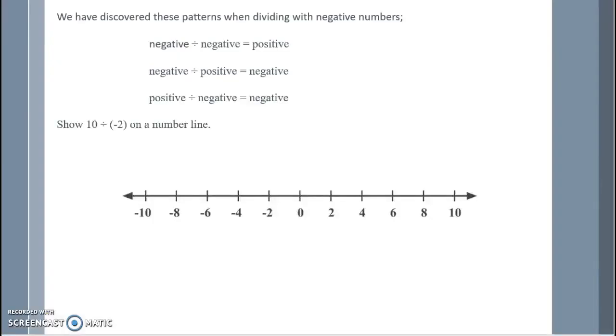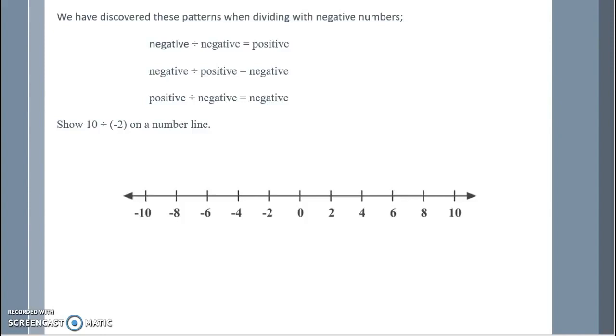All in all, we have discovered these patterns when dividing with negative numbers: a negative divided by a negative is a positive, a negative divided by a positive is a negative, and a positive divided by a negative is a negative.